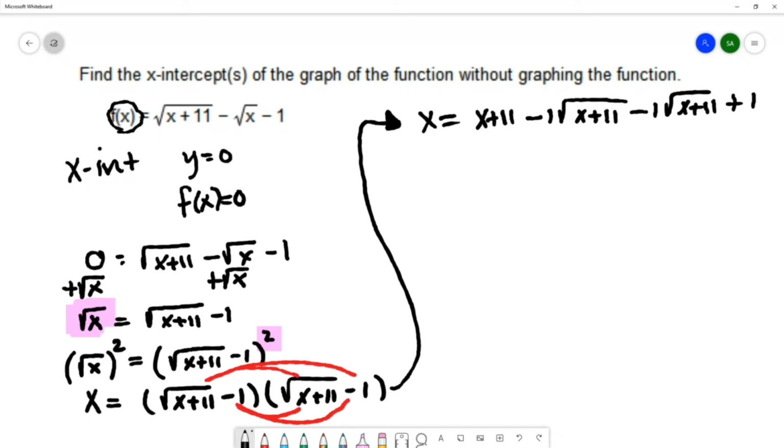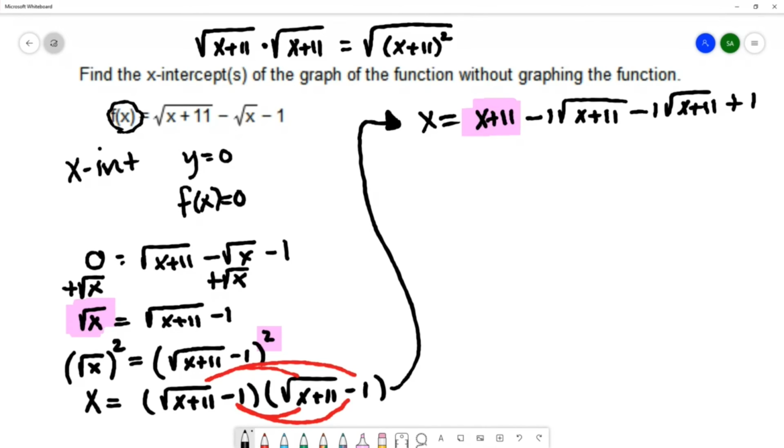So before I go any further, I want to make sure you understand how we got each one of these parts. So let's pause on this part right here, how we got x plus 11. I'm going to write up here, we're multiplying square root of x plus 11 times square root of x plus 11. And that's equal to the square root. Now when you multiply square roots, you multiply what's underneath them. So that's the square root of x plus 11 squared, and then the square root and the square cancel each other out. So that's how we got x plus 11.